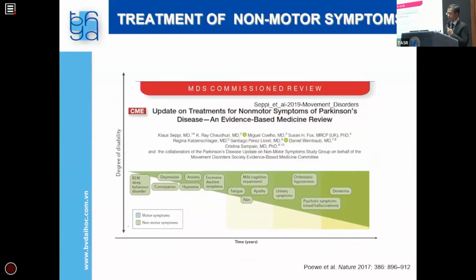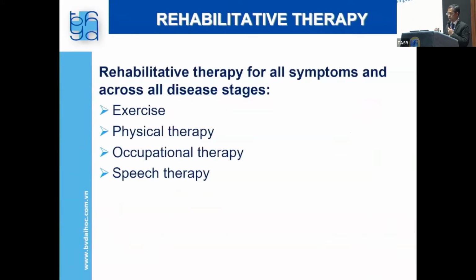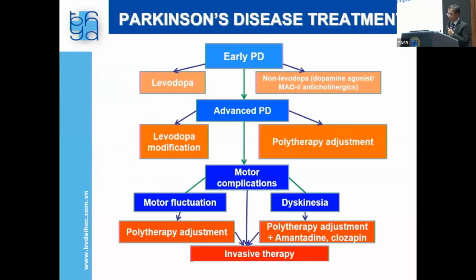So we can use the updates of treatment for non-motor symptoms of Parkinson's disease from the MDS guideline, the MDS review in 2019. We also use rehabilitative therapy for all the symptoms and all the stages of Parkinson's disease, such as exercise, physical therapy, occupational therapy, and speech therapy. And I summarize the progression of the treatment of Parkinson's disease from the early stage.